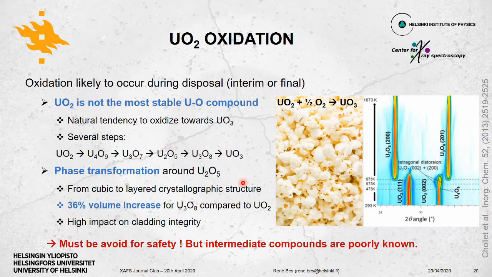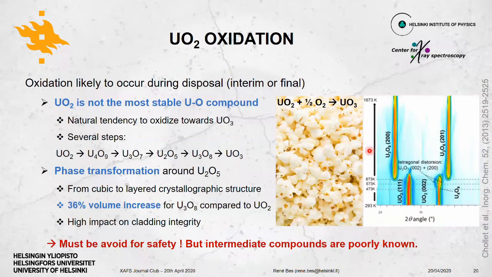And this change in the phase is producing a 36% volume increase. Which has something like what I like to call a popcorn effect, like here, because you will very highly increase the volume of the uranium dioxide pellets, and this has a high impact on the cladding integrity, because you have cladding materials around it, and you need it to be without any cracks or too much pressure from the inside in order to be sure that all the radioactive elements stay inside it.